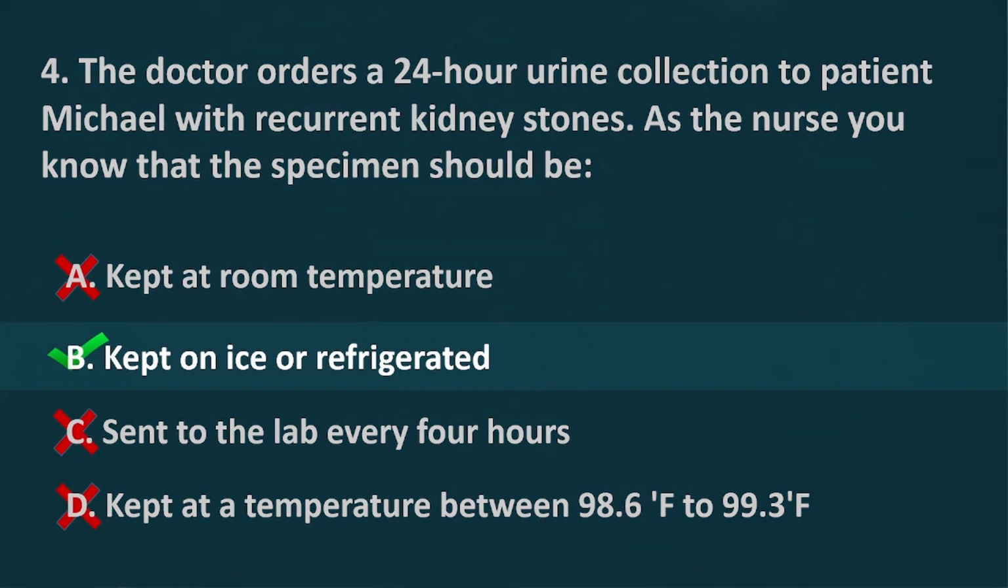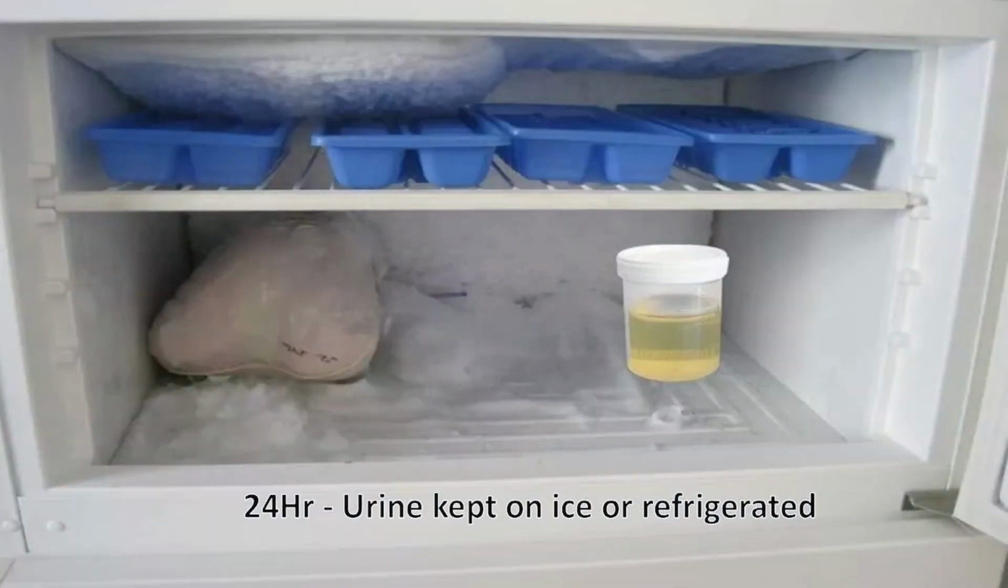The correct answer is letter B. 24-hour urine collection specimens should be kept refrigerated or on an ice bath to preserve its contents. If the specimen is not kept cold, it can alter the test results.